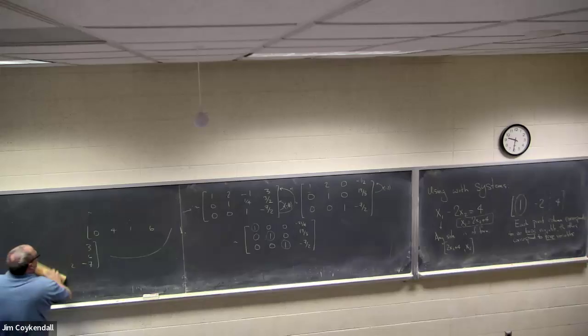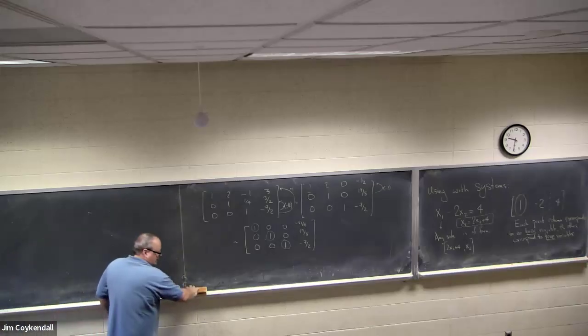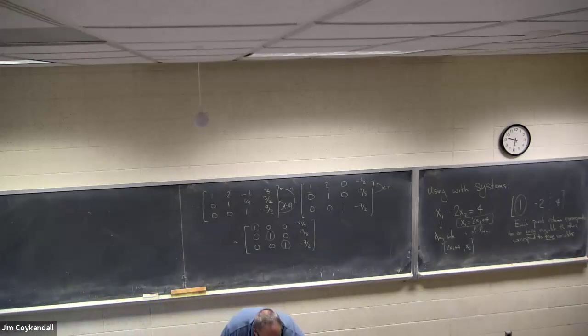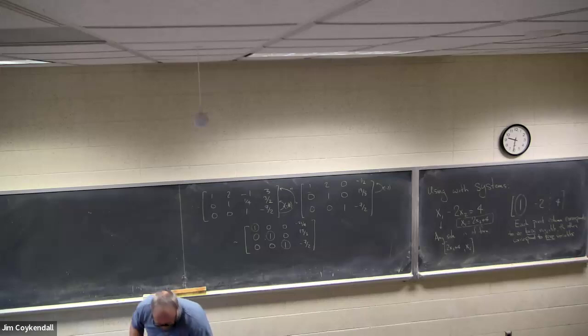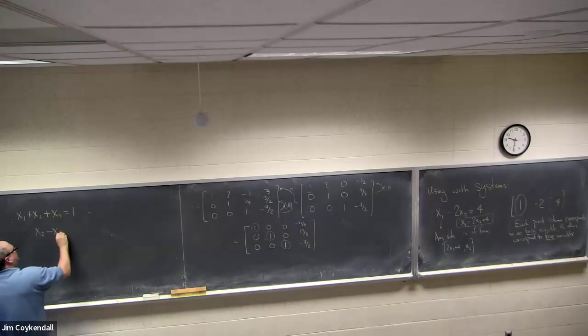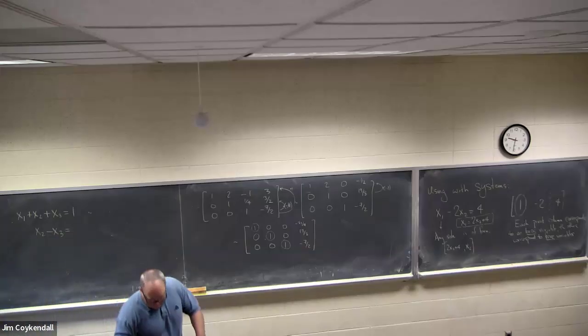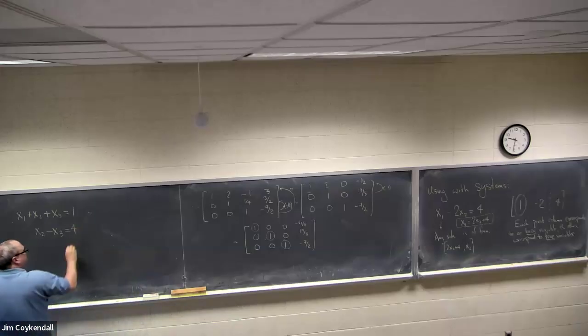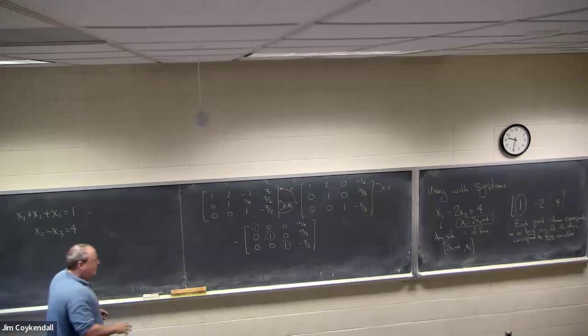Let me give a slightly bigger example with frees and basics here, and then we'll do a bigger one. The next example, let's look at this. What if I give you this? x1 plus x2 plus x3 is 1, and x2 minus x3 is equal to 4. Okay, let's dress this up in an augmented matrix and see what we can do.